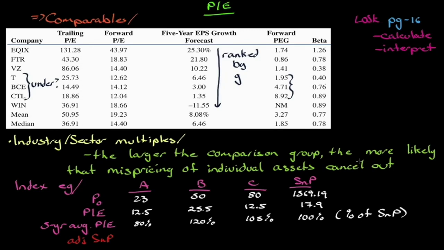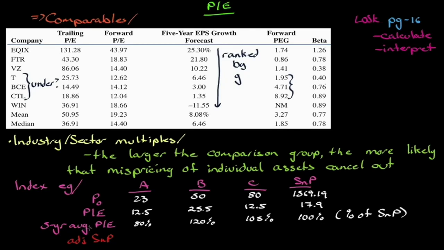So here's a good example. Let's look at company A, company B, company C in relation to the S&P 500. Our price on A is $23, on B is $50, on C is $80, and the index at this time is 1569.19. And the PE on A is 12.5, the PE on B is 25.5, C is 12.5, and the S&P is 17.9. There's our benchmark, 17.9.